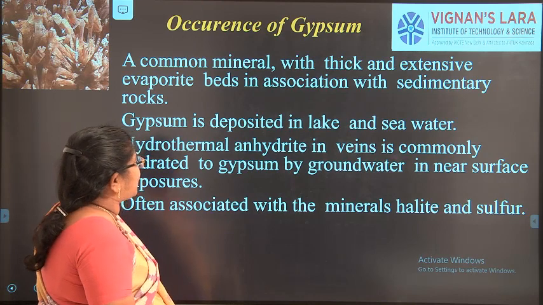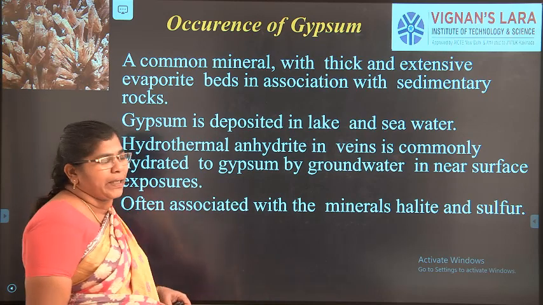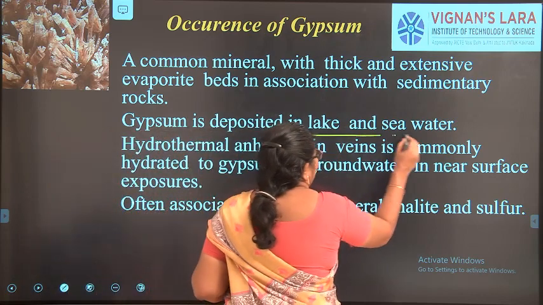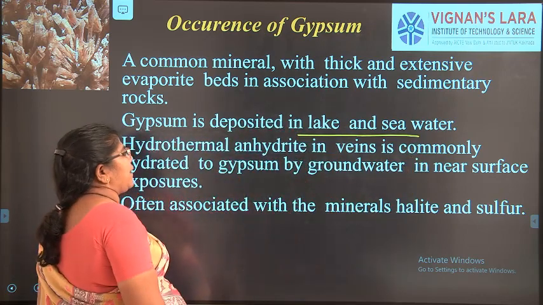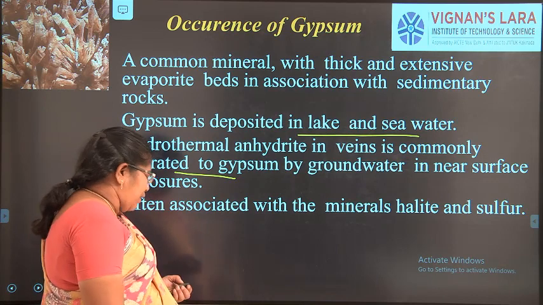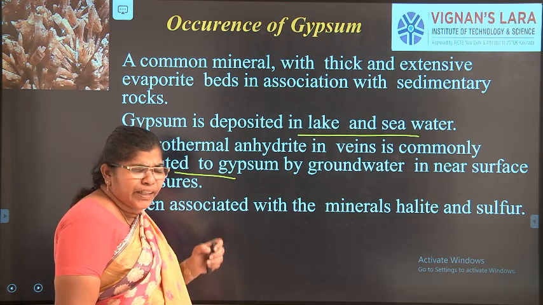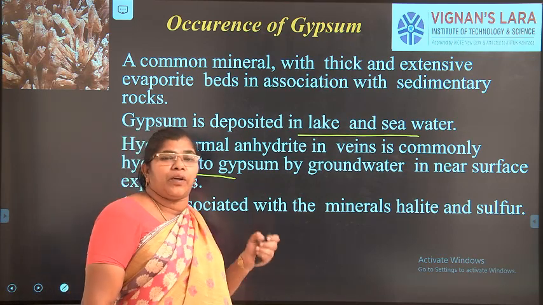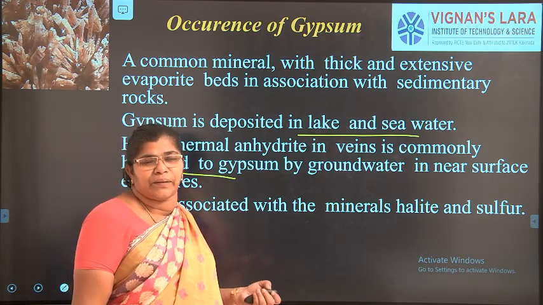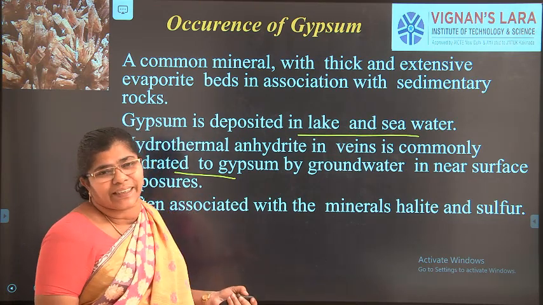And the next one is the occurrence of the gypsum. Gypsum occurs mainly where the sedimentary rocks are found. It is mainly associated with sedimentary rock beds, and it is deposited in lake and sea water. Hydrothermal and unhydrated veins are commonly hydrated to gypsum by groundwater in the near surface exposure. The sedimentary rocks which are very rich in gypsum are taken, but it has to undergo a production process, right? Then it can be used, like that of a cement or any other material. It has to undergo a production process. That production process we call as calcination.